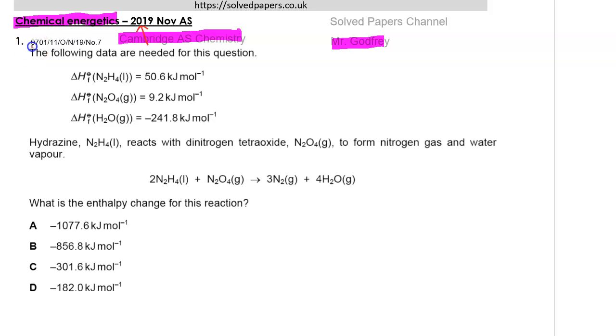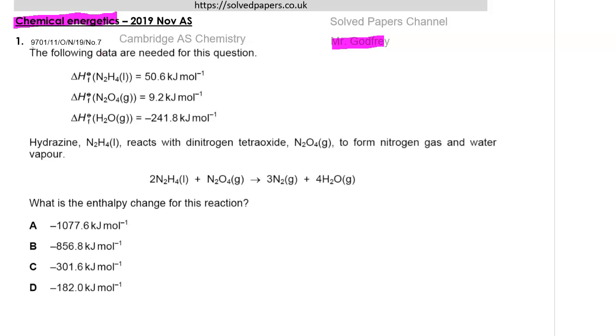In all my videos, every question is indicated with which paper it was obtained from. 9701, that's the code for chemistry A level. We have variants 1, 1, 1, 2, 1, 3. This is variant 1, 1, October-November 2019, and this was question number 7 on paper 1. So from this, you can know which paper each question was set from, if you need to refer, and also to check up with your marking scheme.